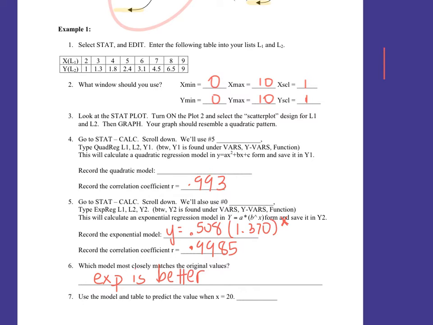All right, number 7, use the model and predict the value when X is 20. So what's the best way to predict 20 using our calculators? Yeah, we're going to use the vars feature. So go to vars, pick y1 because that's the model that's best, and substitute X to be 20. And then it will do the math for you and tell you that the answer is 274.934.